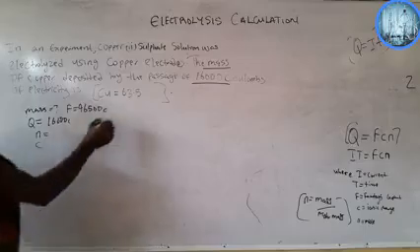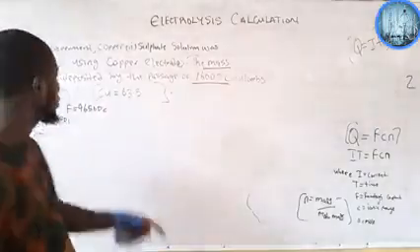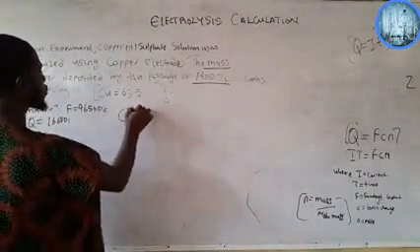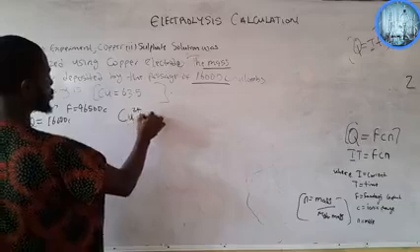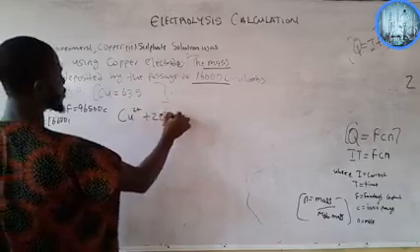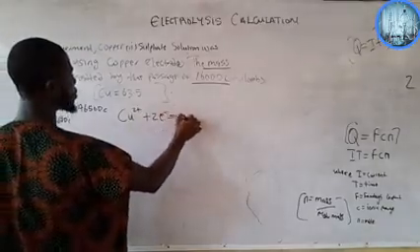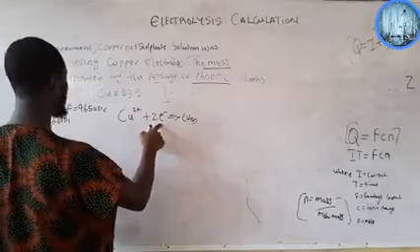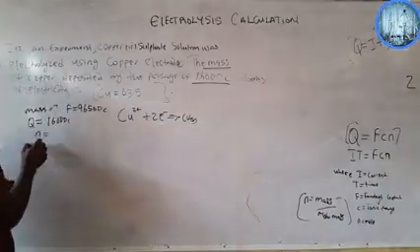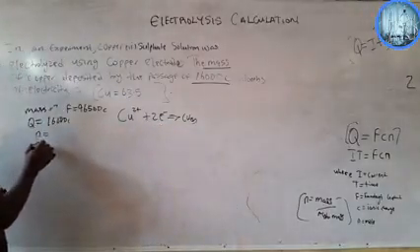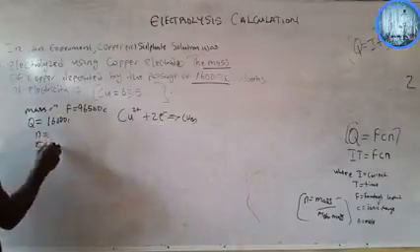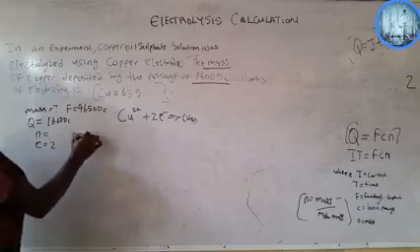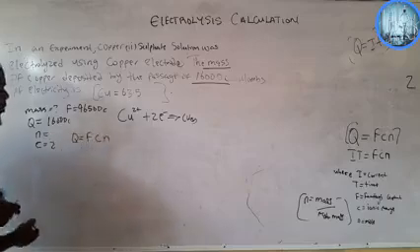To get the charge, let's write the electrolytic half reaction for copper. As usual, it undergoes reduction. That's Cu2+ receiving 2 electrons to give us solid copper. That means our charge, which is the electrons, is 2. From this, we can use the formula Q equals F times C times N.